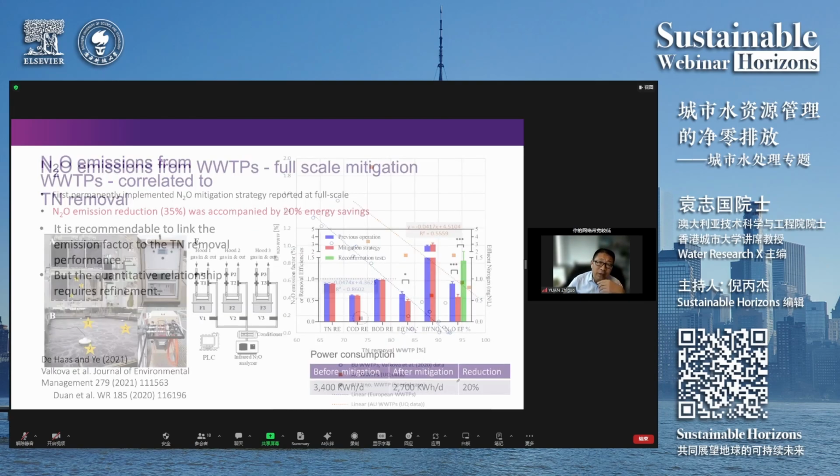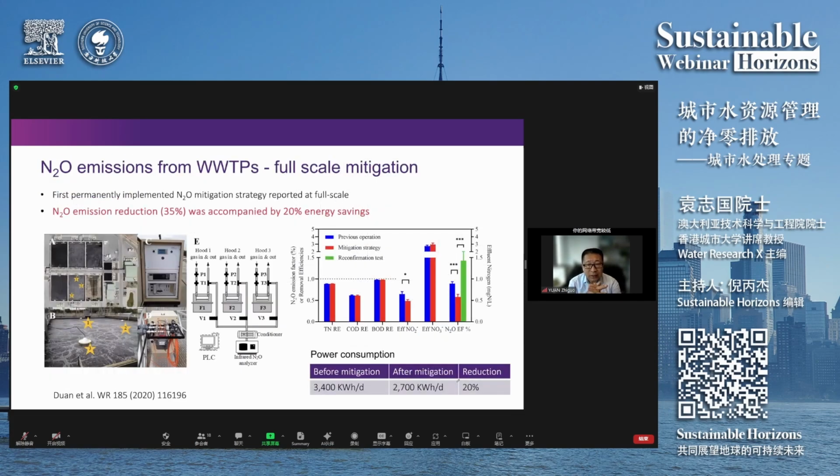And then in terms of directly reducing N2O emissions by optimizing operation, deliberately optimizing the operation based on what we know about the mechanisms of N2O production, our group did one of those early studies where we optimized the aeration in the treatment process, and that was pretty powerful. In our study, we reduced N2O emission by 35%. And in the meantime, we reduced energy consumption by 20%. So this is another good news.